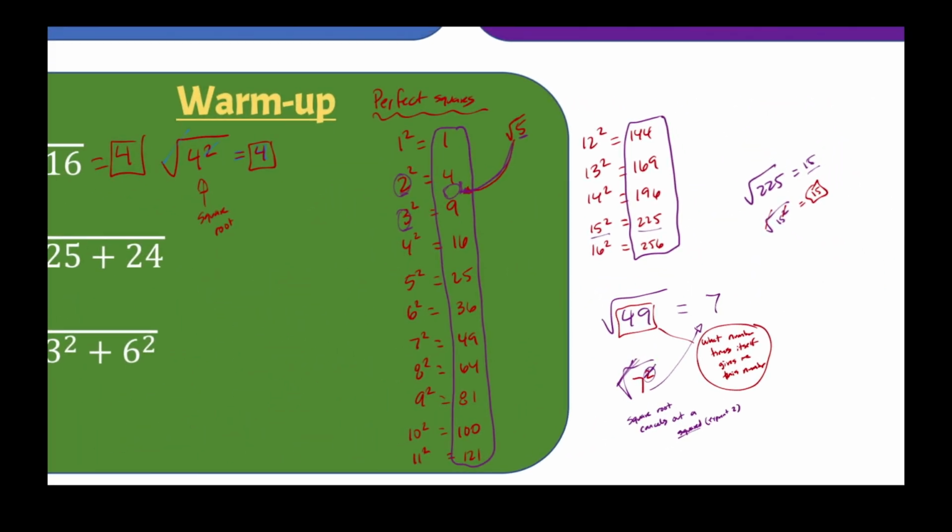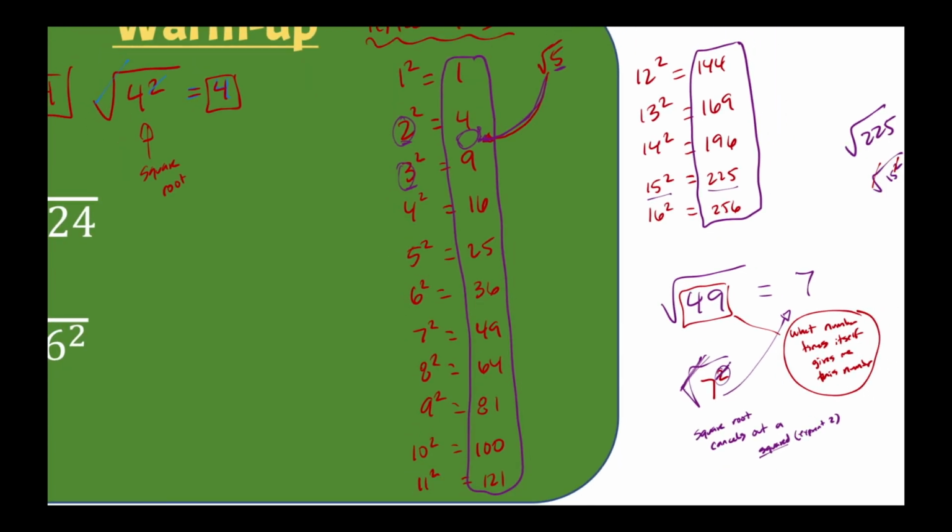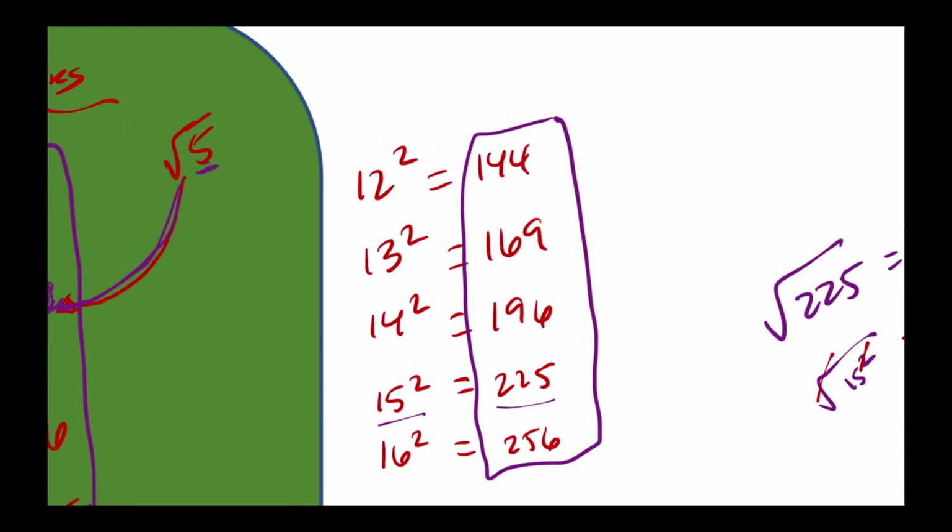Okay, any questions on that? And then these are all your perfect squares. You should know these perfect squares. When you see 1, 4, 9, 16, 25, 36, 49, 64, 81, 100, 121, 144, 169, 196, 225, 256, when you see those numbers, you should say, oh, that's a perfect square, so I can take the square root and get a whole number.